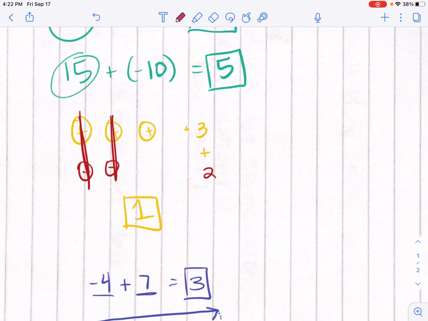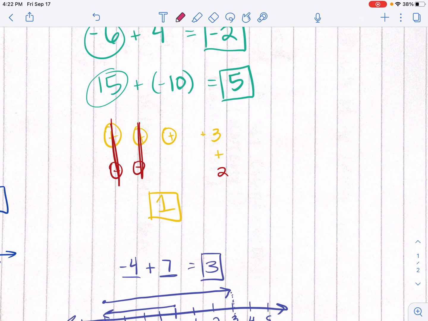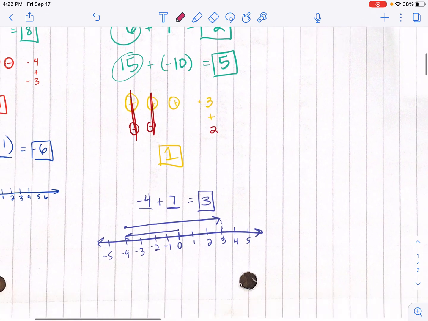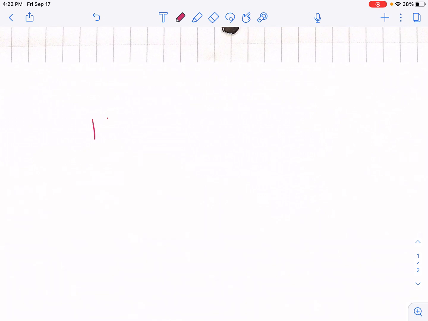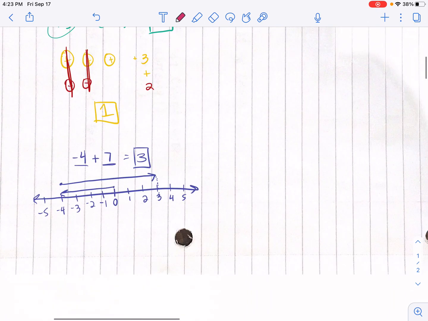I want you to look at this example. 15 plus negative 10, and our answer was 5. So I want you to think about how if I have a number and I add a negative number, that's the same thing as subtracting. So plus negative is just the same thing as subtracting. If I have 15 and I add a negative 10, that's the same thing as just taking away 10. And 15 take away 10 is 5. Remember, that was our answer.